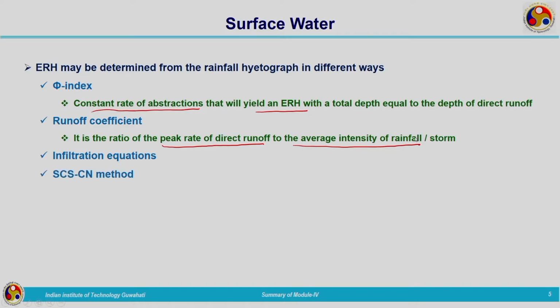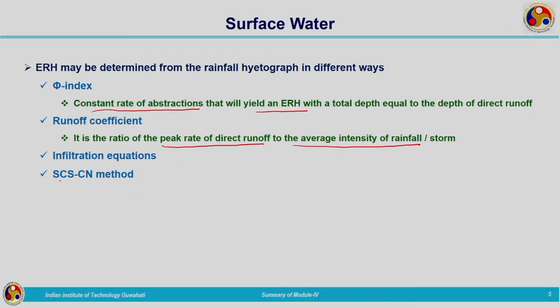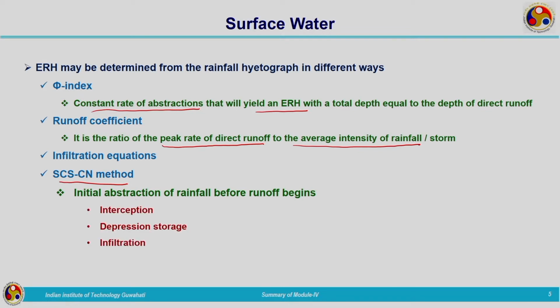After the infiltration equation, we have seen the fourth method for the determination of direct runoff, the SCS-CN method. The full form of this method is Soil Conservation Service curve number method. This was developed for agricultural watersheds in the US. In this, the initial abstractions which are considered are interception, depression storage and infiltration. All these three are considered together as initial abstractions.